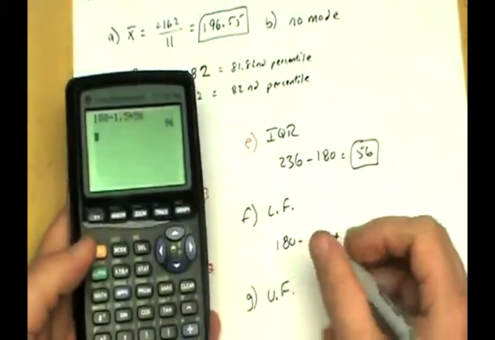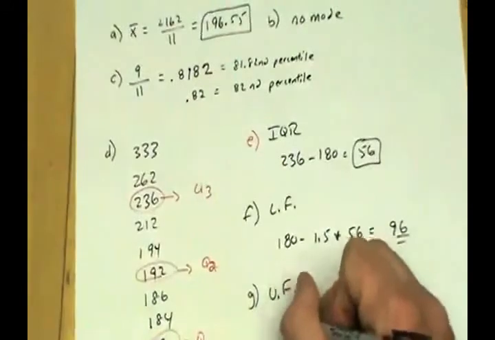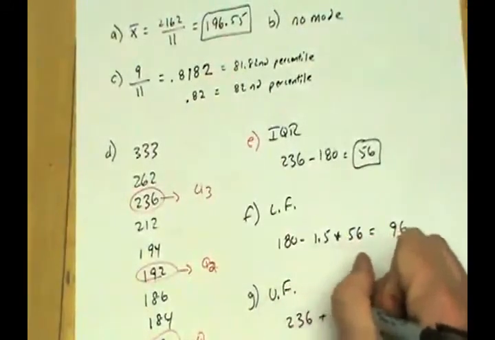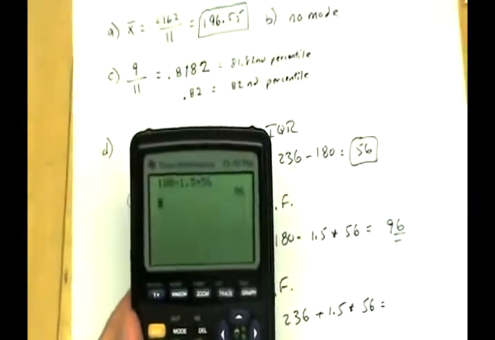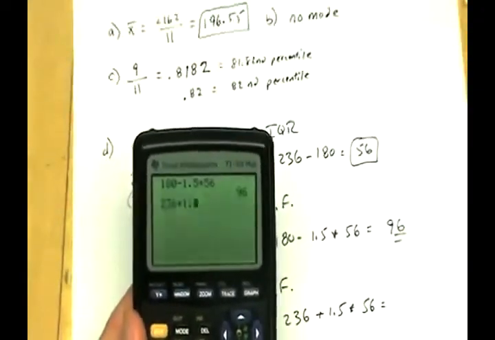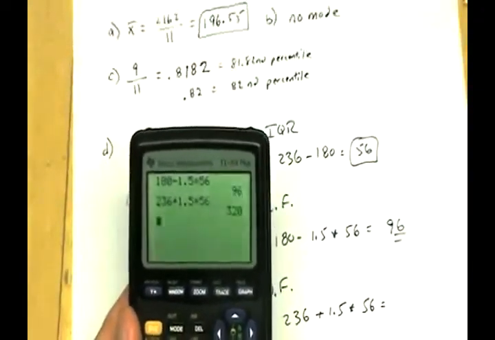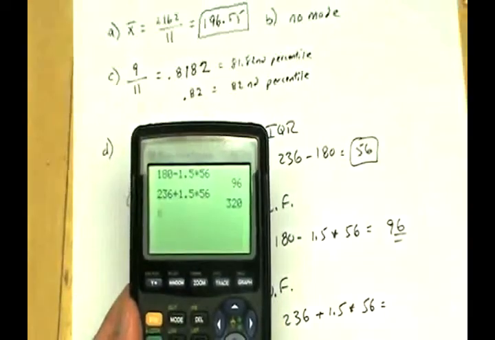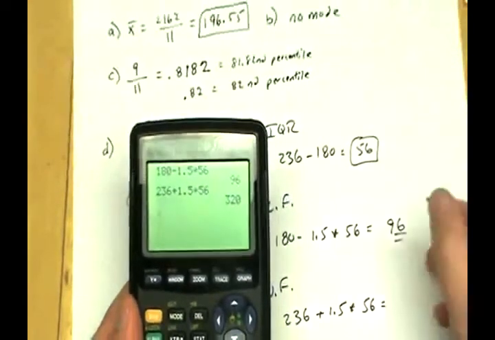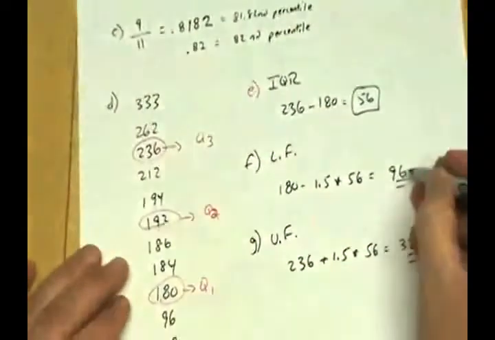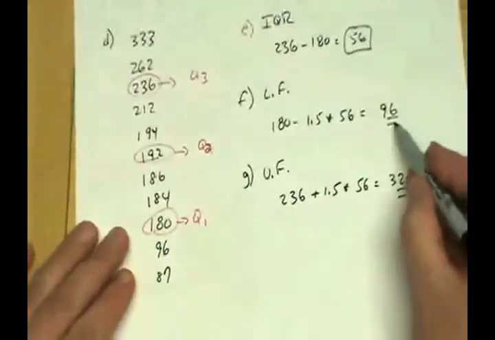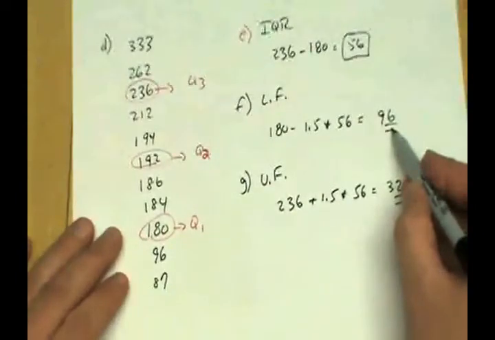Upper fence would be Q3. That's 236 plus 1.5 times the interquartile range. So again, in our calculator here, we go 236 plus 1.5 times 56. We're looking at 320. So anything at or above 320 is an outlier.